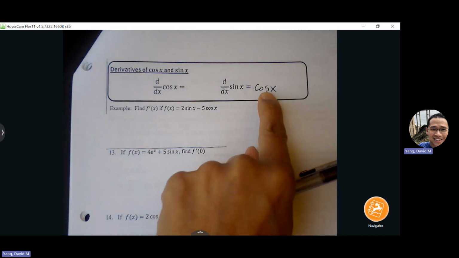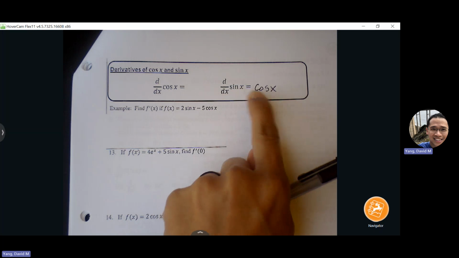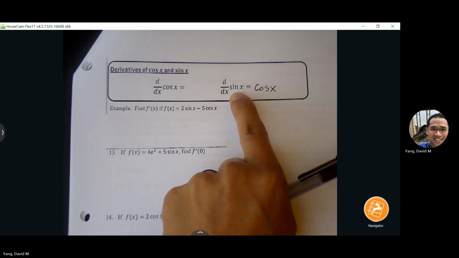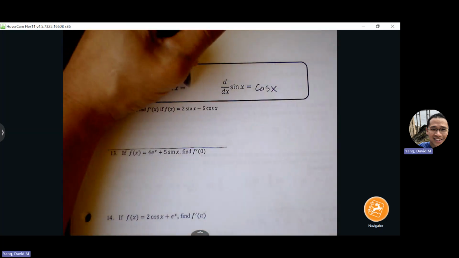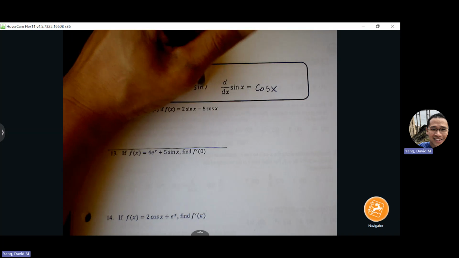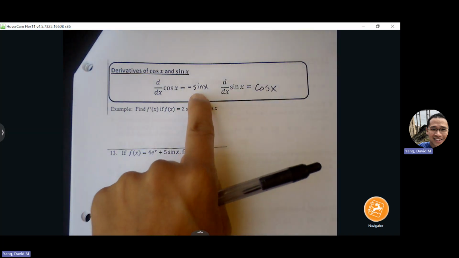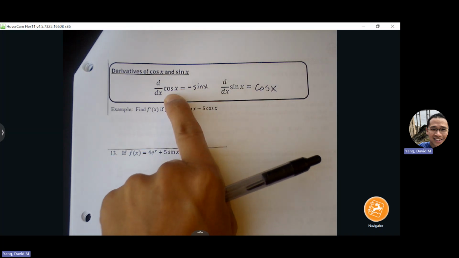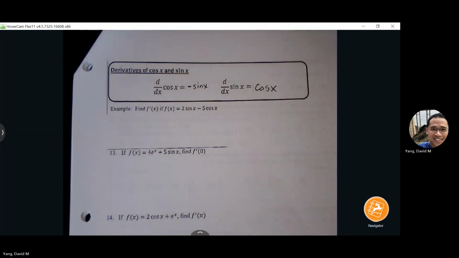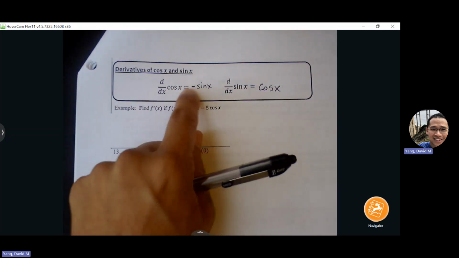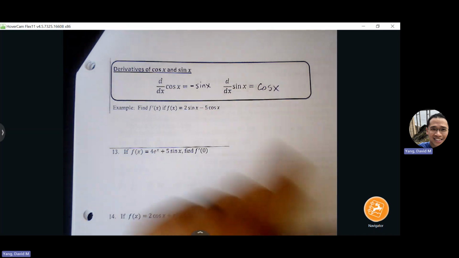So sine's derivative is simply cosine of x. So the cosine graph is going to describe the slope pattern of the sine graph. And cosine's derivative is negative sine of x. So if you were to look at the negative sine of x graph, every point on the negative sine of x graph is going to describe the slope behavior of the original cosine graph. So they're basically each other, just with a slight adjustment. Cosine's derivative is negative sine and not positive sine.